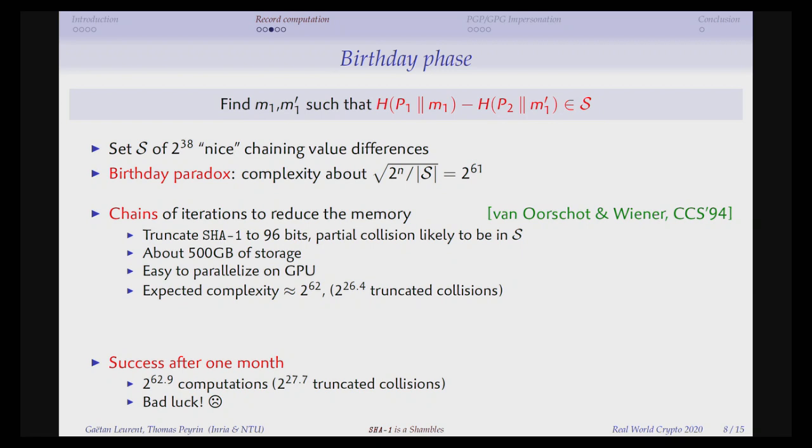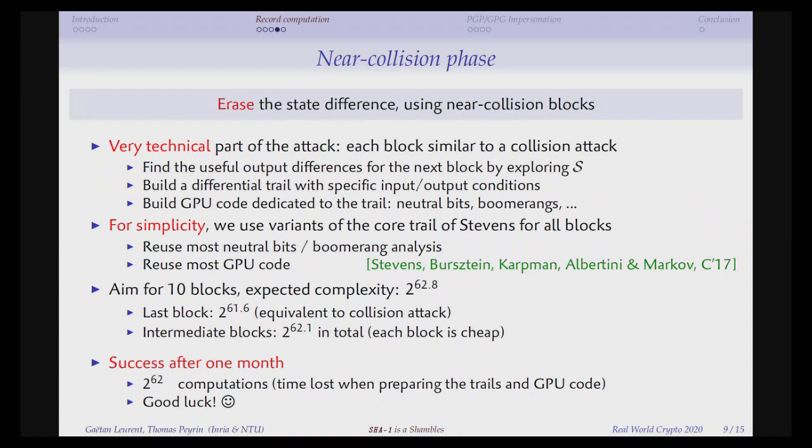Of course, in practice, we don't want to store 2^61 messages, and we don't want to look at all of the pairs. So instead, we use techniques that come back to Van Oorschot and Wiener to do parallel collision search. And this is quite efficient to parallelize and relatively easy to do on GPU. So this part worked quite well. And it took us about 1 month of computation to finish this first phase. And it was actually about twice as much as what we expected, so we've been quite unlucky in this step of the attack. Then we moved to the second phase, the near collision phase.